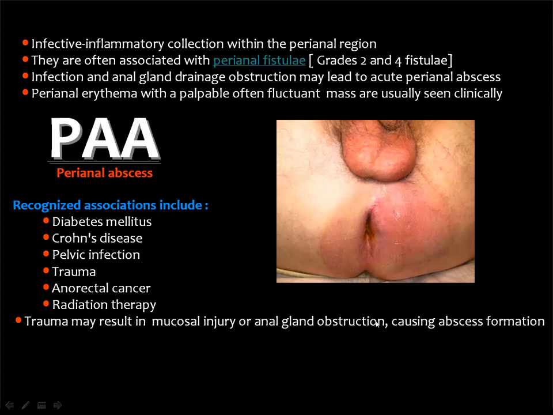A perianal abscess is an inflammatory collection in the perianal area, and this abscess is frequently associated with perianal fistula. The grade 2, which is intersphincteric with abscess, and grade 4, which is transsphincteric with abscess formation.